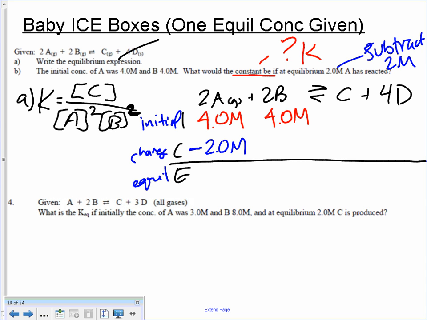Well, what do you notice about A and B? I know they start off initially the same, but what else do you notice? They both have a coefficient of 2. So they both react at the same rate. So if 2 of A got used up, how much of B do you think got used up? 2 as well, because they react in a 2-to-2 ratio.